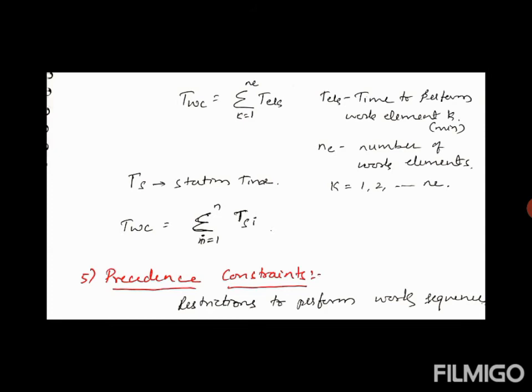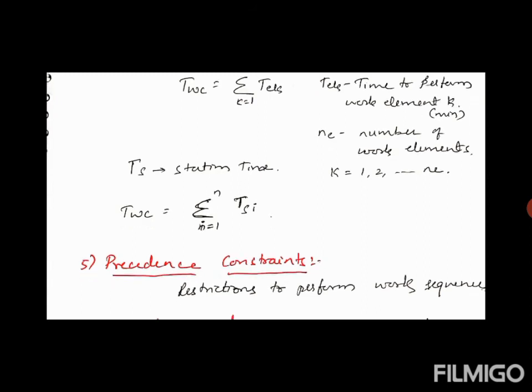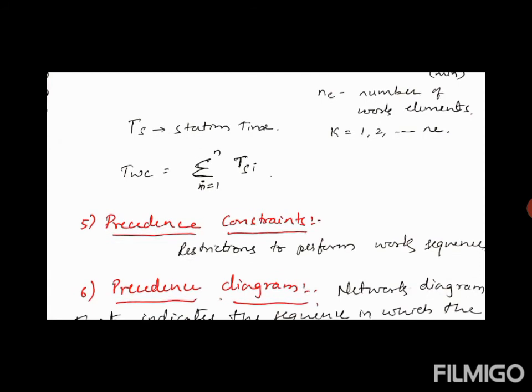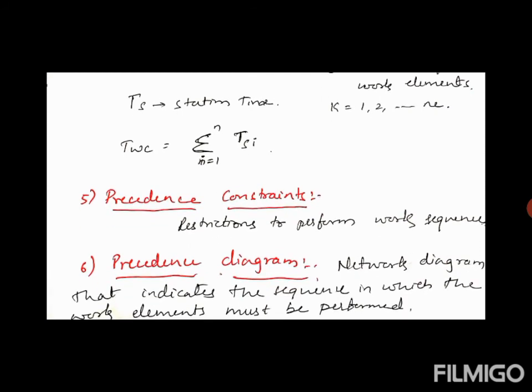For one station, how much time it is taking, multiplied by the total number of workstations, if it is the same for each workstation. If the station time is not the same for each workstation, then the summation of these station times gives us the TWC. Fine. So next comes the precedence constraints.